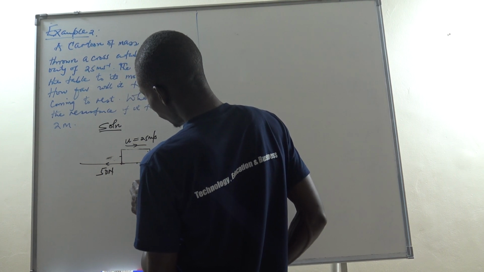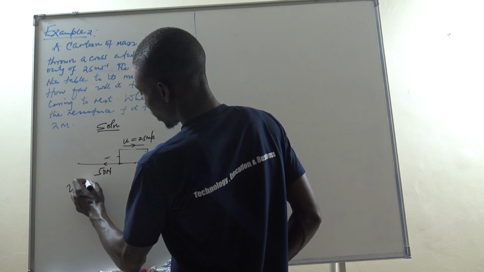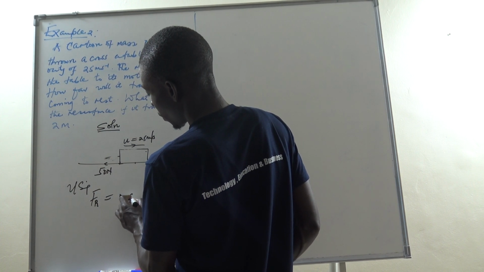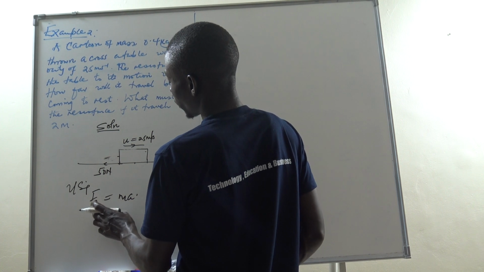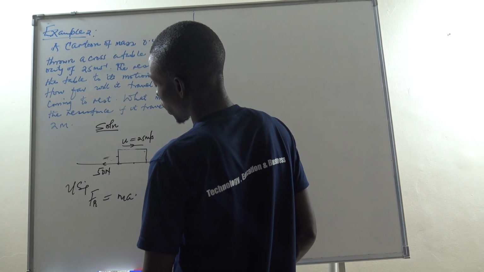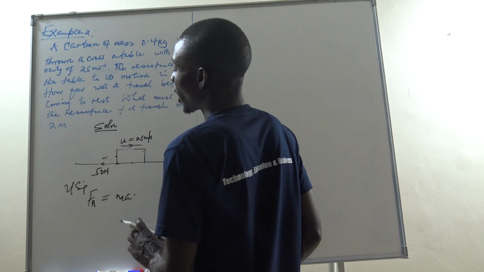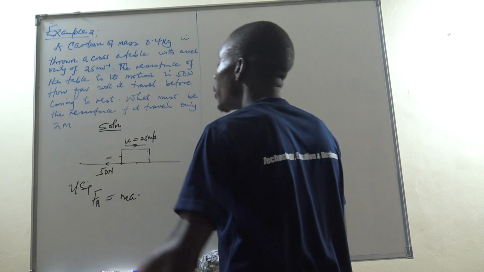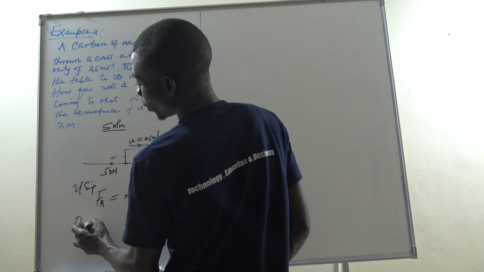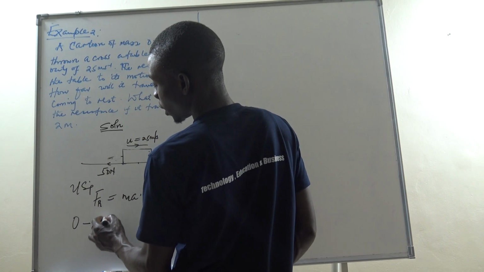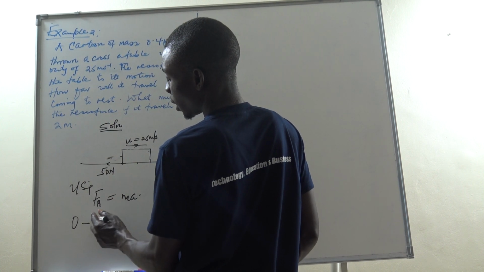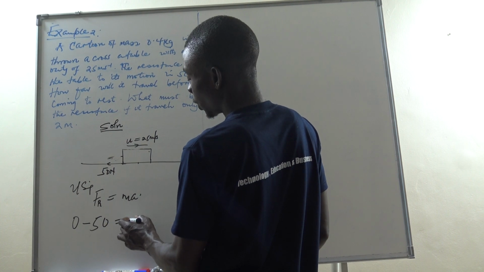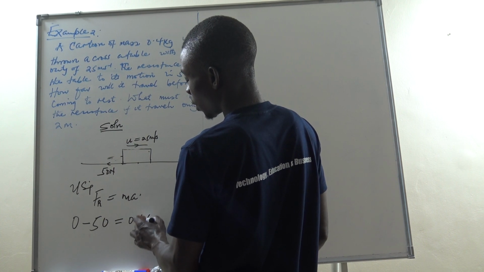So I can say, using Fr equal to ma, where Fr is force in the direction of motion minus force opposing its motion, and we say there is no force in the direction of motion because you will push it and leave it. That means that there is no force that will continue making it move. So it will be 0 minus the one opposing, which is 50, isn't it? 50 newtons should be equal to ma, which is 0.4 a.